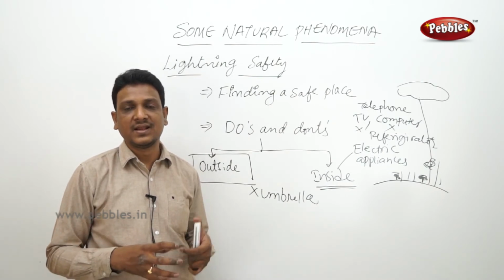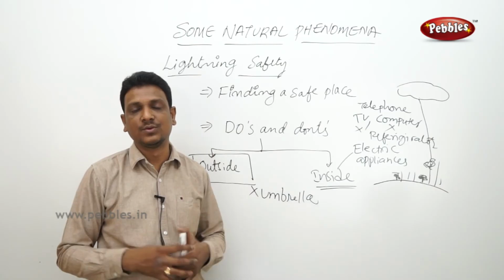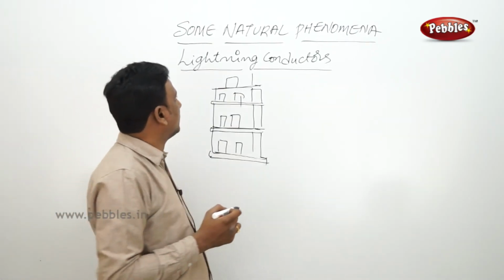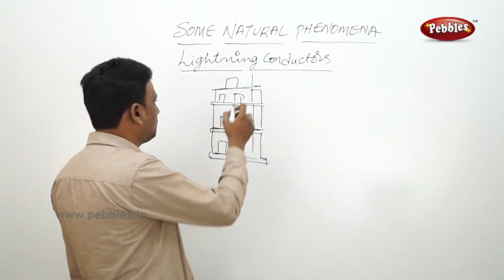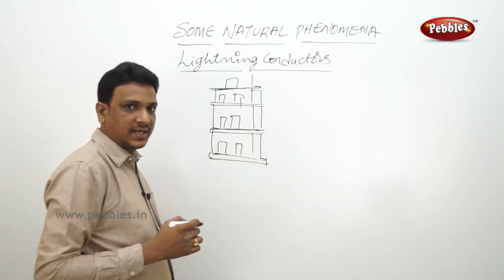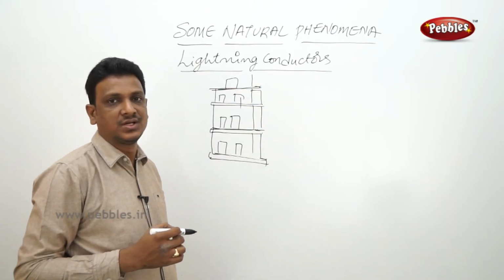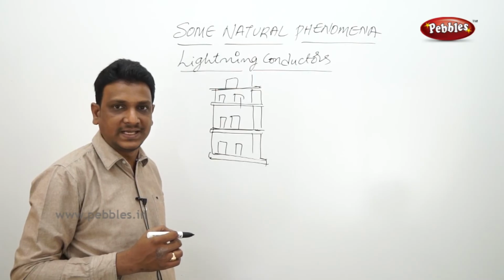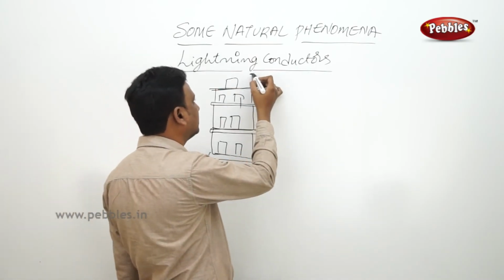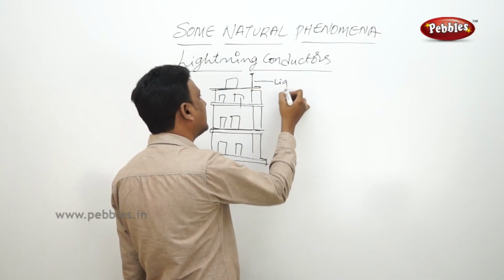So this kind of care has to be taken when you are inside your house. Here, lightning conductors. I already told you about lightning conductors. Lightning happens because of the discharge. So buildings can be protected from lightning by arranging a lightning conductor.